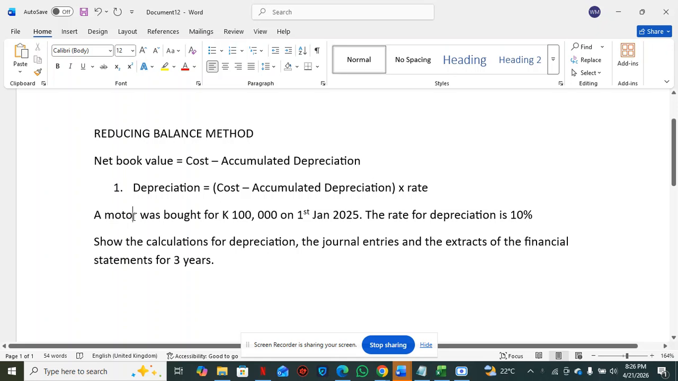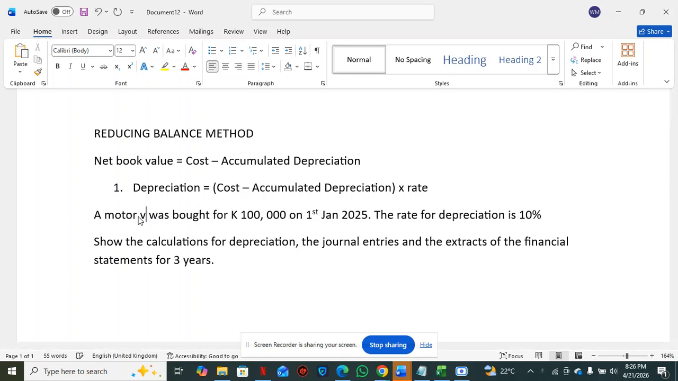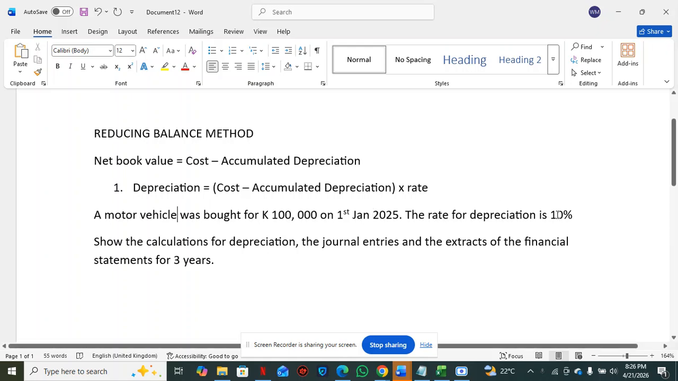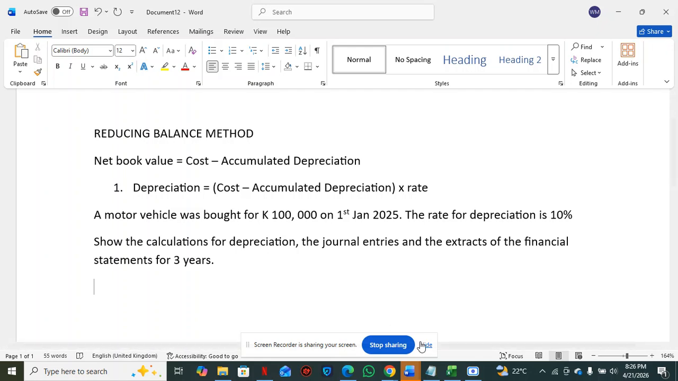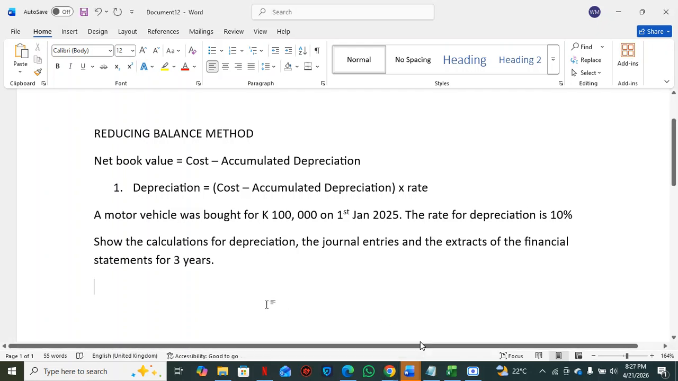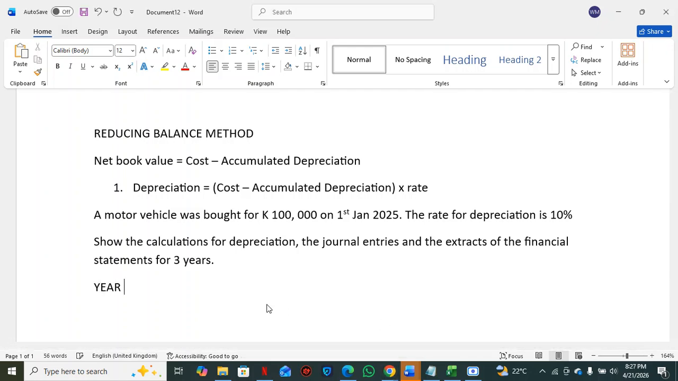A motor vehicle was bought for 100,000 on 1st January 2025. The rate of depreciation is 10%. Show the calculations for depreciation, the journal entries, and the extracts of the financial statements for 3 years. All right, so we're going to start with year one. You are dealing with depreciation at the end of the year.